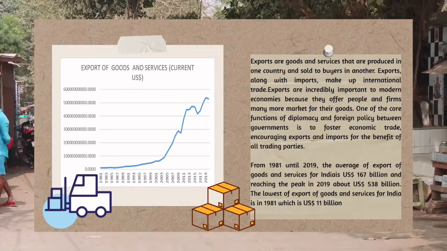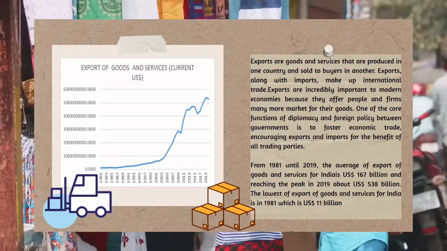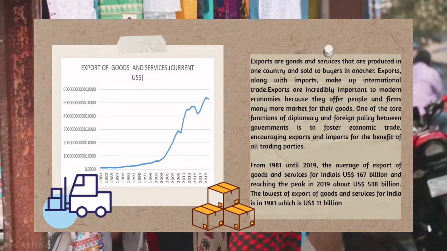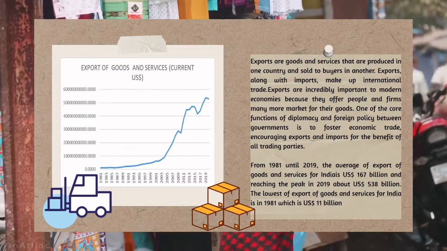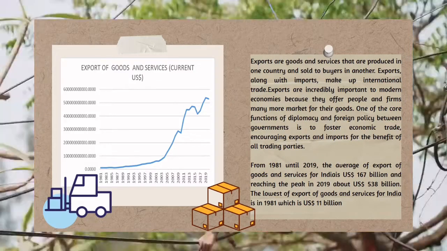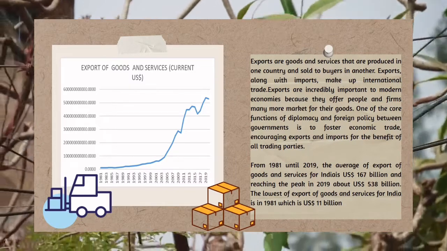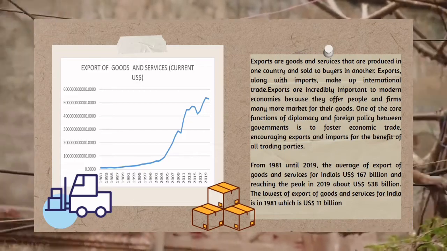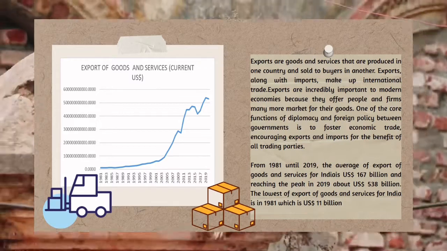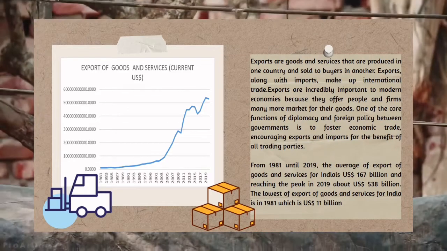Exports are goods and services produced in one country and sold to buyers in another. Export along with import makes international trade. Exports are incredibly important to modern economies because they offer people and firms many more markets for their goods. One of the core functions of diplomacy and foreign policy between governments is to foster economic trade, encouraging export and import for the benefit of all trading parties. From 1981 until 2019, the average export of goods and services for India is US dollar 167 billion, reaching its peak in 2019 at about US dollar 538 billion. The lowest export of goods and services for India was in 1981, which is US dollar 11 billion.